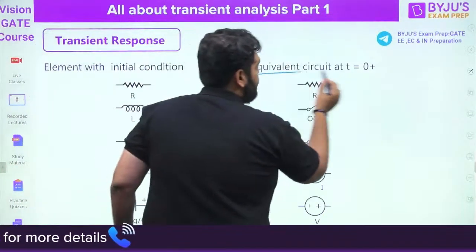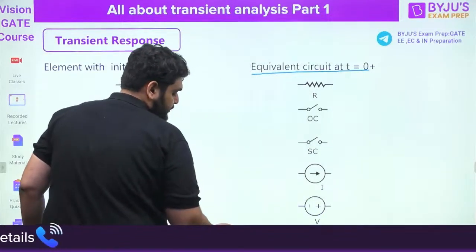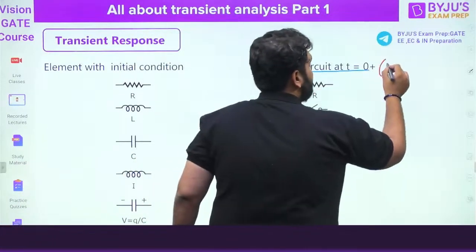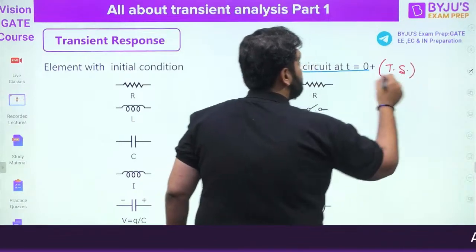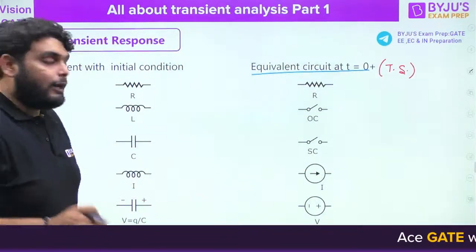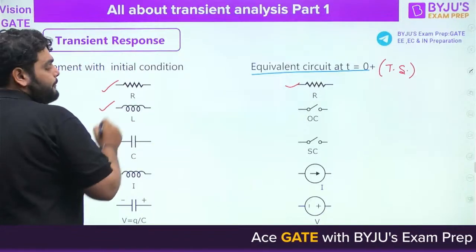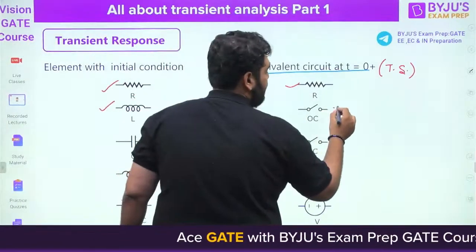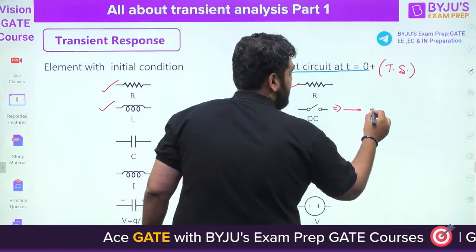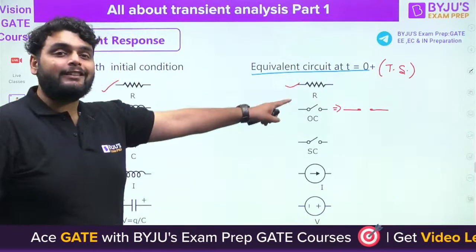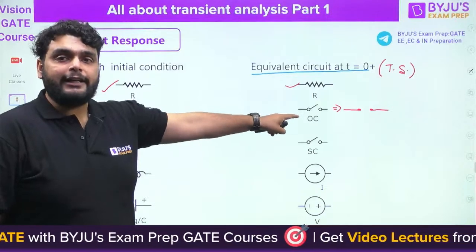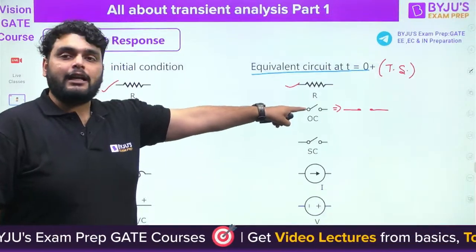At t equal to 0 plus, we are talking about the transient state just after switching. So at t equal to 0 plus, what will happen? The resistor will remain as it is. The inductor will act like an open circuit. You can also represent it like this. Why does this happen? Does anybody have any idea why the inductor acts like an open circuit?